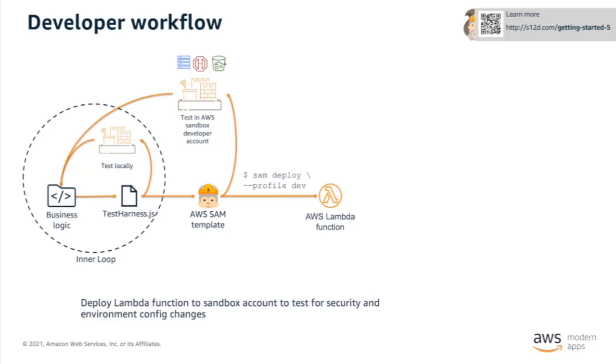Once your business logic is working as expected when run via the test harness file, you can deploy your Lambda function to a Sandbox developer account as well, and here you can test for other things like security permissions and other environment configurations. And you can still invoke the function from your local IDE and monitor the output logs from your local IDE too, as they're written into your terminal window.